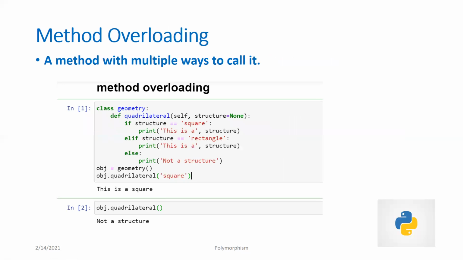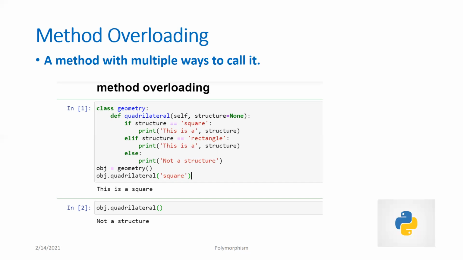Next, come to method overloading. To create polymorphism, there is another way, that is overloading. And in overloading, we try to overload the method. So what is method overloading? A method with multiple ways to call it is called method overloading.